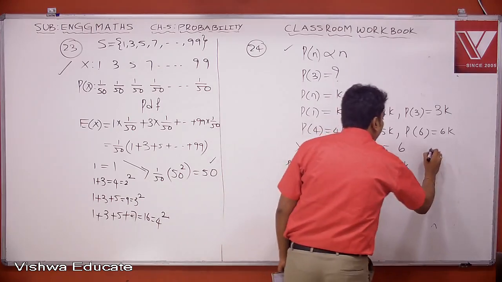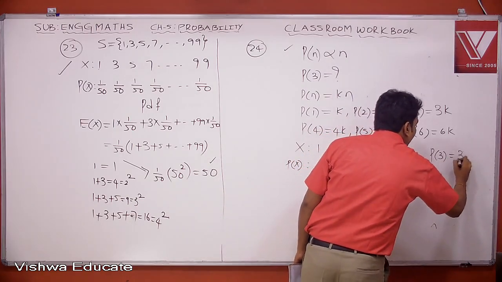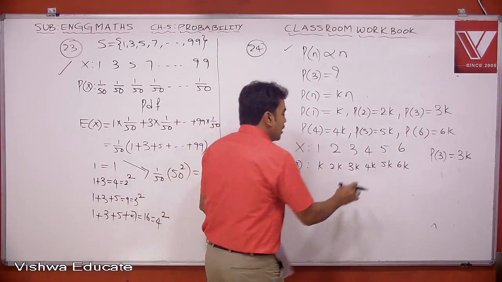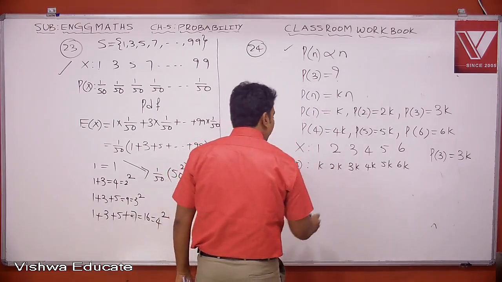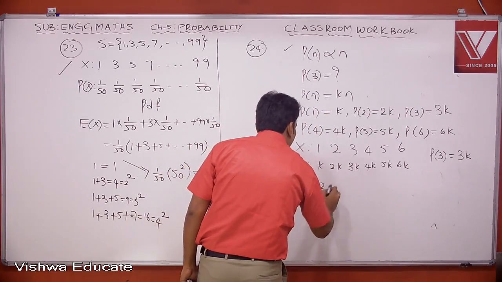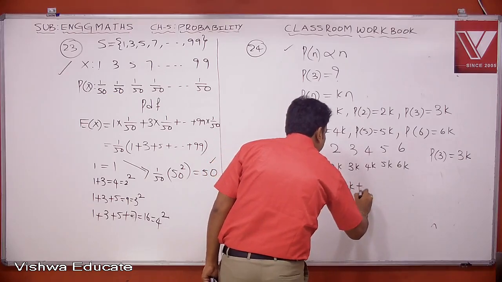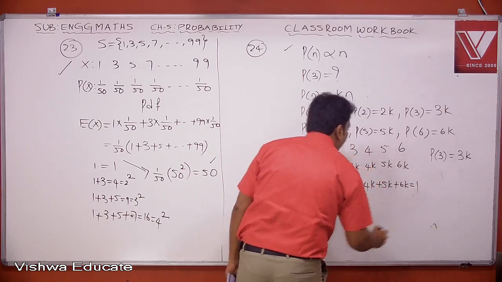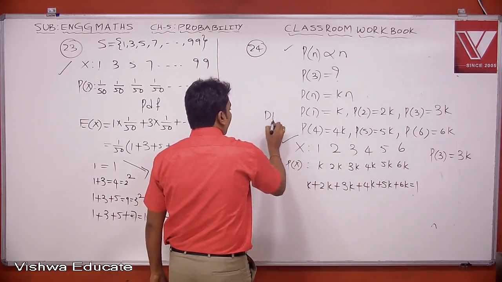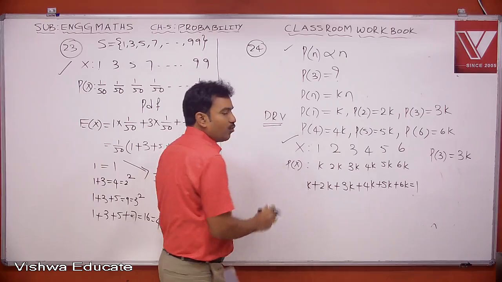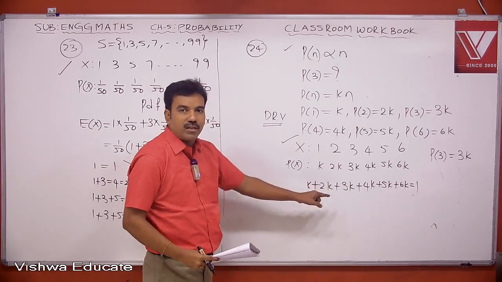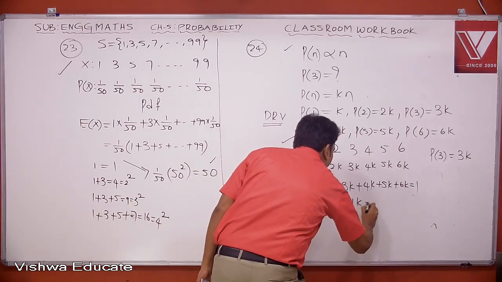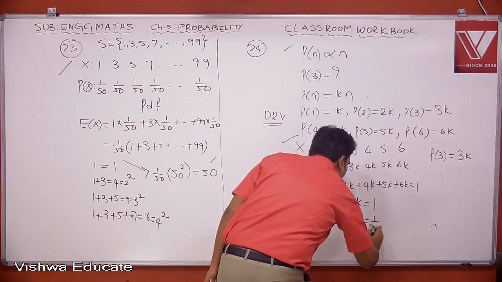So we need to find P of 3. But what is this P of 3? This is 3k. So if I know k, I will get P of 3 directly. Sum of all probabilities must be 1. Therefore k plus 2k plus 3k plus 4k plus 5k plus 6k equal to 1. Because it is a discrete random variable, sum of all probabilities must be equal to 1. So this is 21k equal to 1. Therefore k equal to 1 by 21.